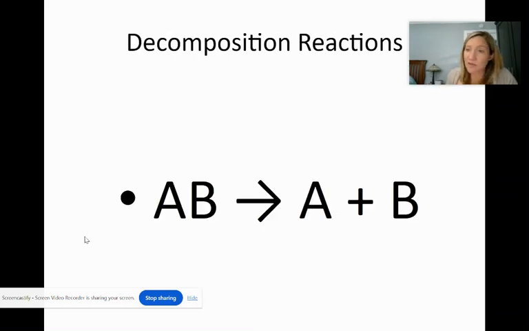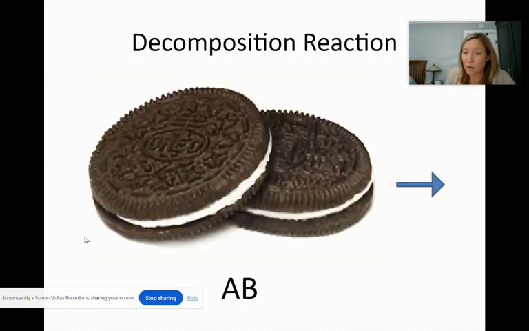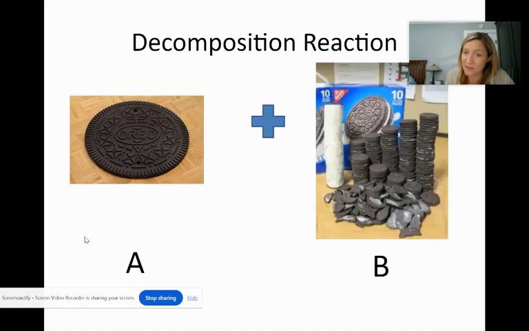So a second type of reaction is decomposition, and it's almost exactly the opposite. So you've got some type of combination, A and B, some type of chemical compound, and then we separate them into their individual components. So, for example, an Oreo is an already combined item, but lots of people separate them into their cookie and their cream components.